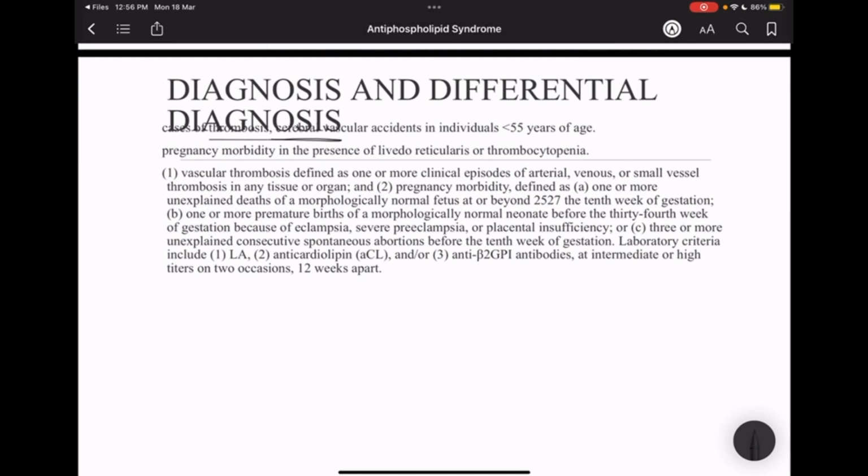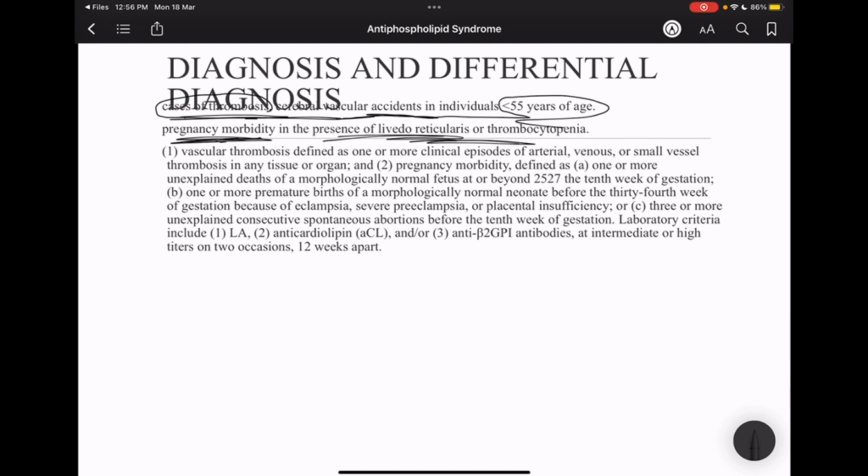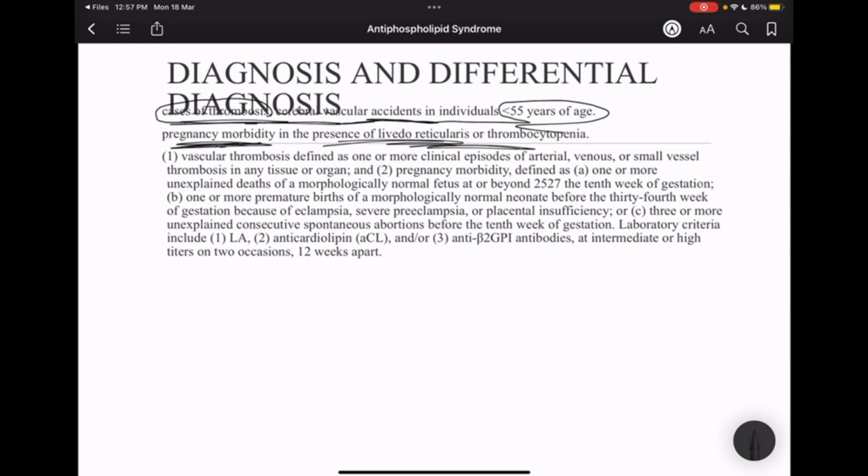So in some cases we have thrombosis and cerebrovascular events. How to diagnose? This is the most important part, okay? For the diagnosis, we should have first cases of thrombosis, cerebrovascular accidents in individuals less than 55 years of age. Pregnancy morbidity, and in the presence of livedo reticularis or thrombocytopenia. It's not okay to say that if we found pregnancy morbidity in the presence of livedo reticularis, that means it's antiphospholipid. No, we have some manifestations here that we need to talk about.